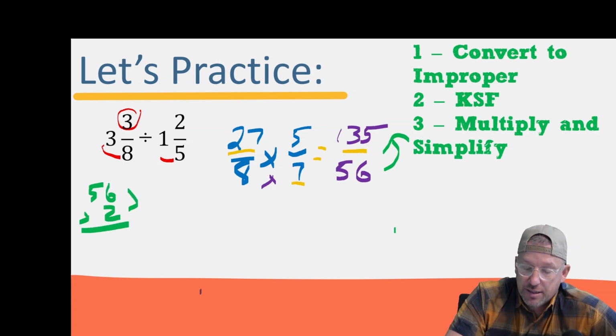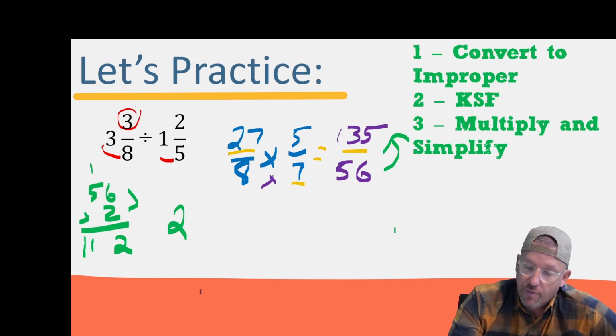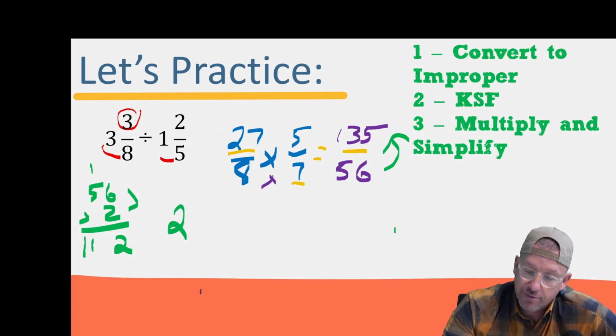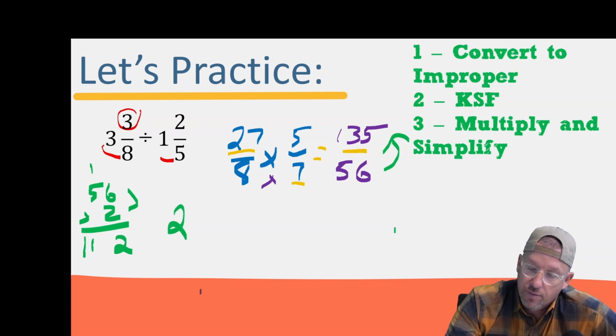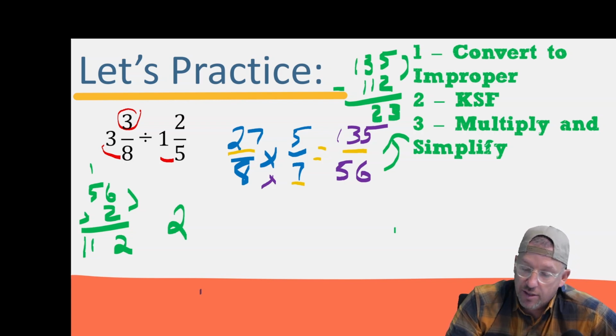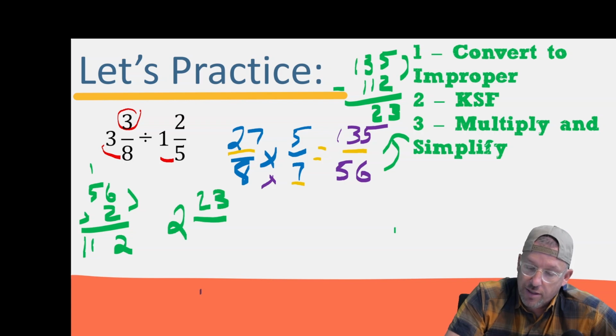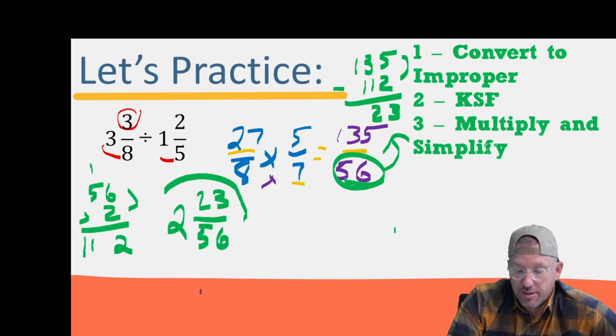All right, 2 times 6 is 12. 2 times 5 is 10 plus 1 is 11, okay? So we got 2 wholes, is our big number. And 112, we just took 112 away from that 135. So we got to figure out what that answer is so we can get our numerator. What is 135 minus 112? Okay, 5 minus 2 is 3, 3 minus 1 is 2, and 1 minus 1 is 0. So our numerator is 23, and our denominator stays the same at 56. And that is our final answer.